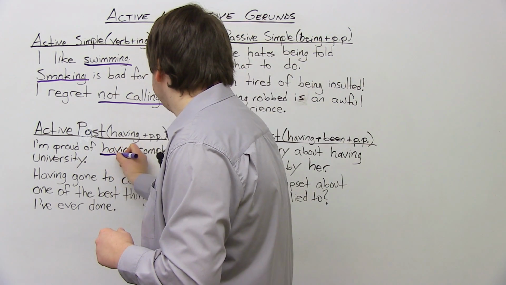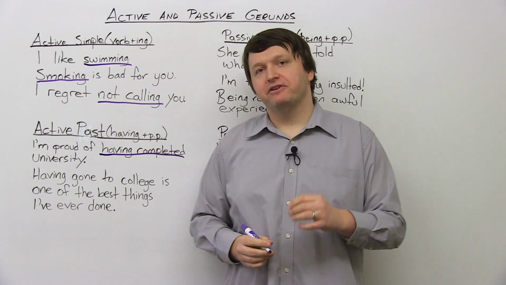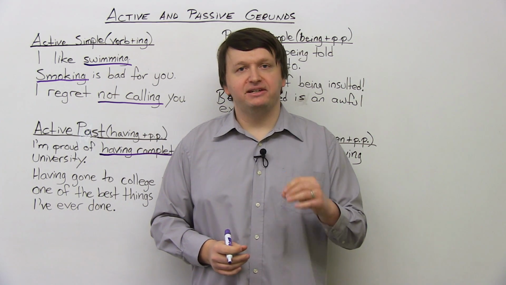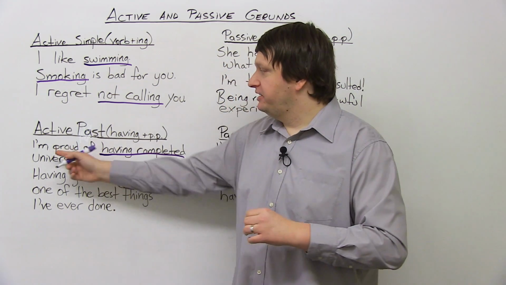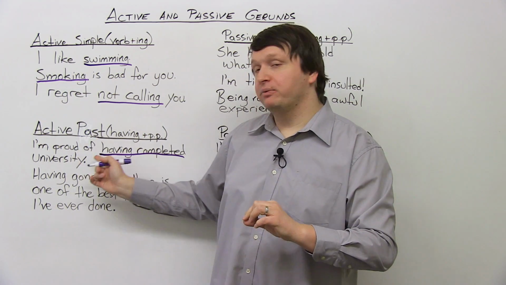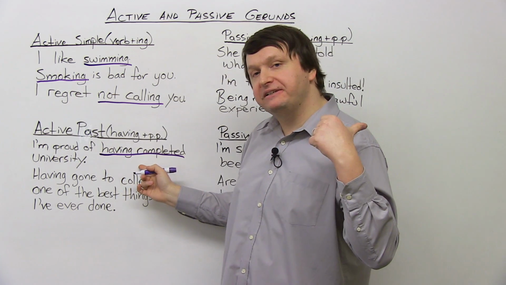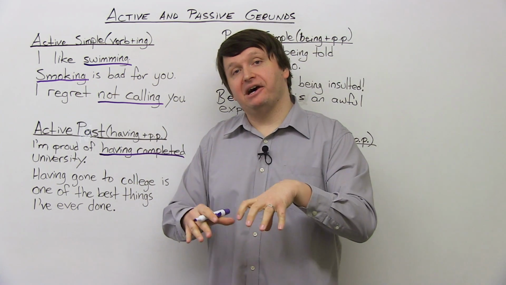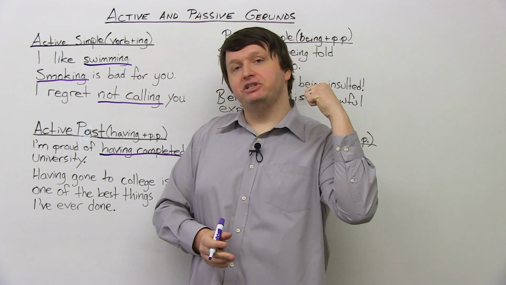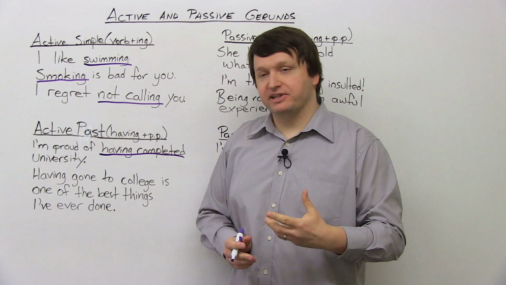Now, we call this active past because you are the one who completed university. You are the one who did the action, right? And you are proud of, and again, we use a gerund here because of is a preposition. I'm proud of having completed university. I'm proud now because I completed university in the past. Okay? And let's look at another example.